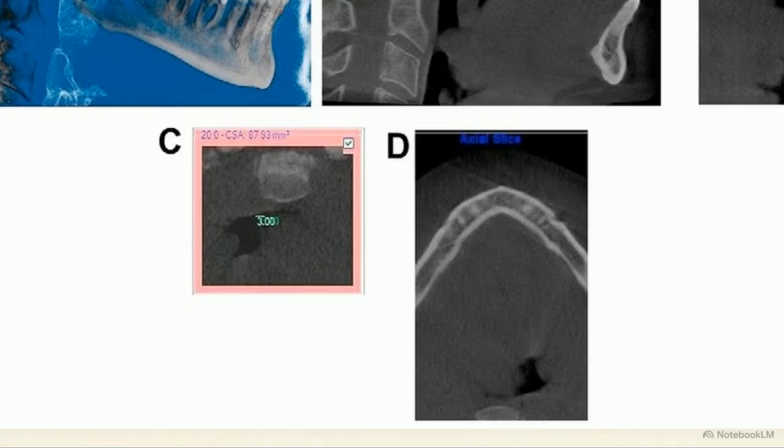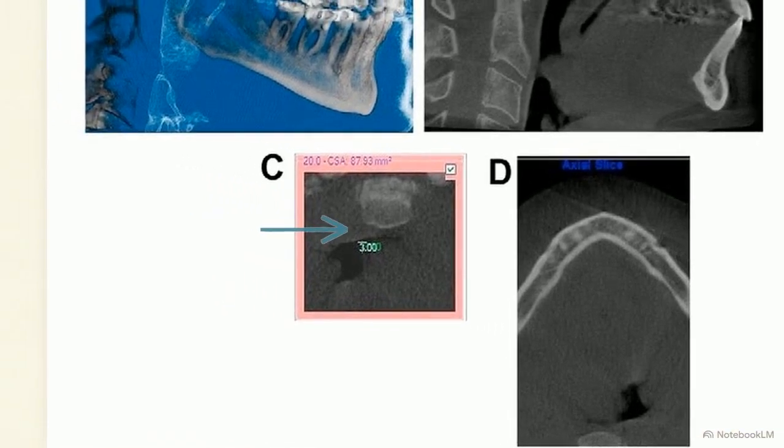This scan shows how focal encroachments amplify this collapse. Focusing on the cross-sectional and axial slices, a soft tissue tumor clearly encroaches on the pharyngeal wall, drastically reducing the cross-sectional area to less than 88 square millimeters and severely driving up airway resistance.